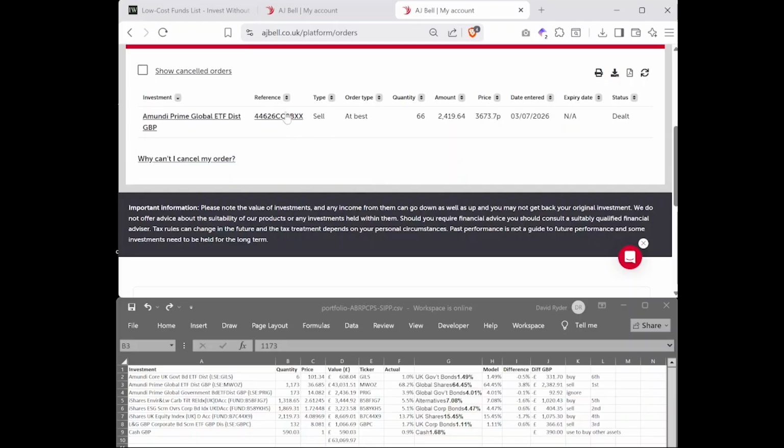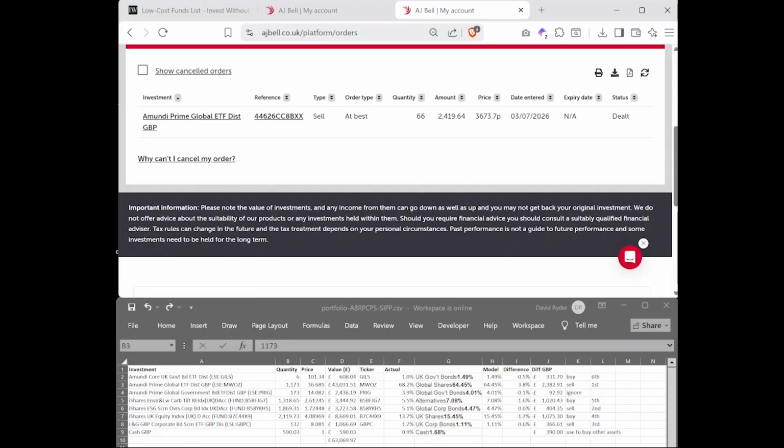And here we can see that this is a pending order. It's the 66 that I wanted to sell, and that is the amount that has been sold. That doesn't include the fees that have been added on top, which is only about £5 anyway. So we're just waiting for this one to clear. It says it's been dealt. So let's go back to the portfolio and see if it has. Or indeed, we can just refresh the table and see if it's gone through. No, nothing's changed there. That's fine.